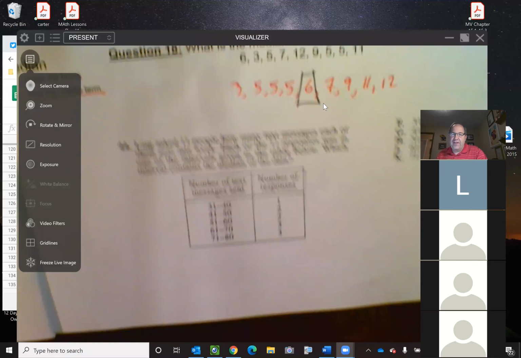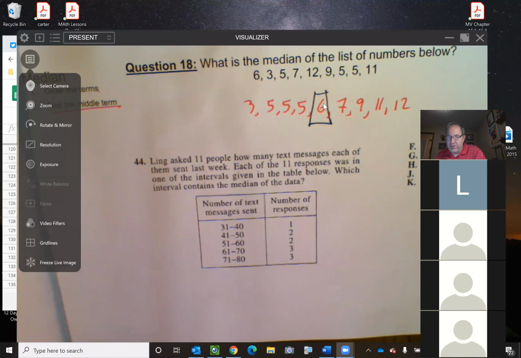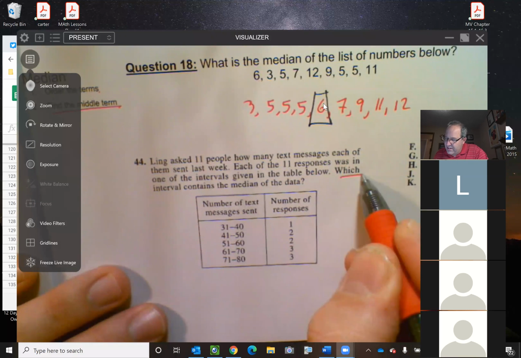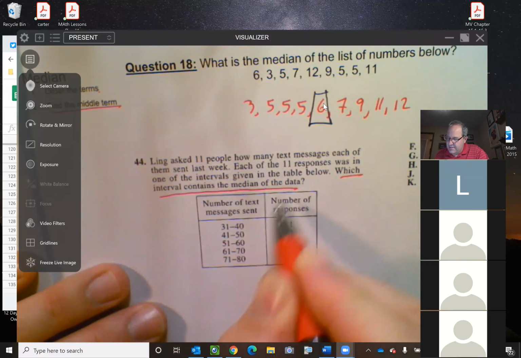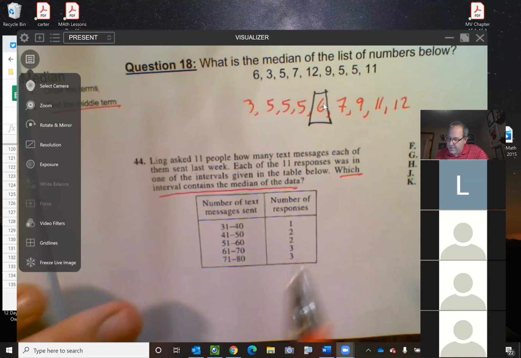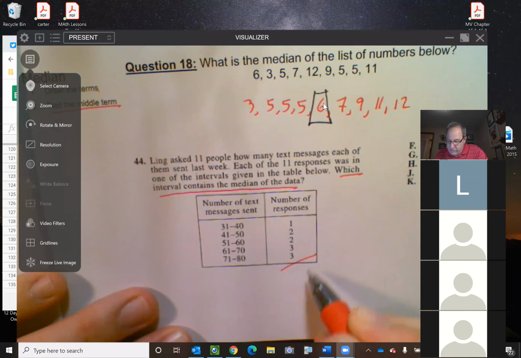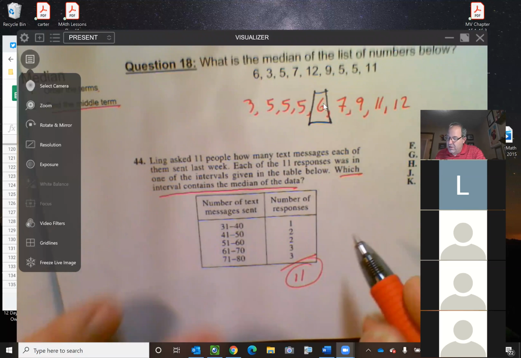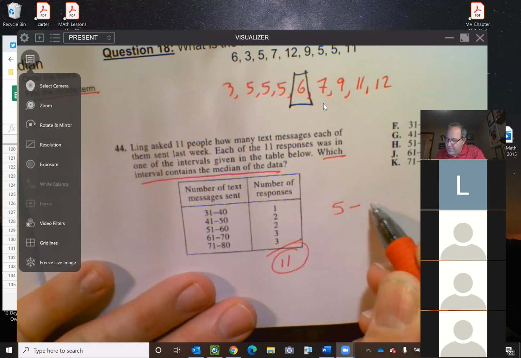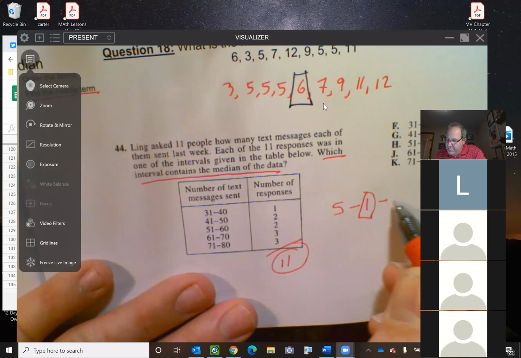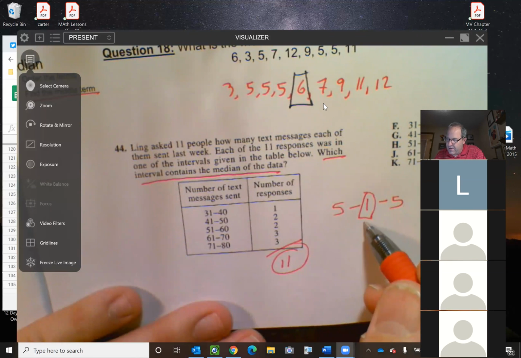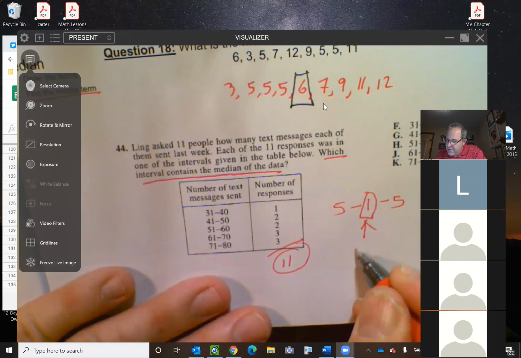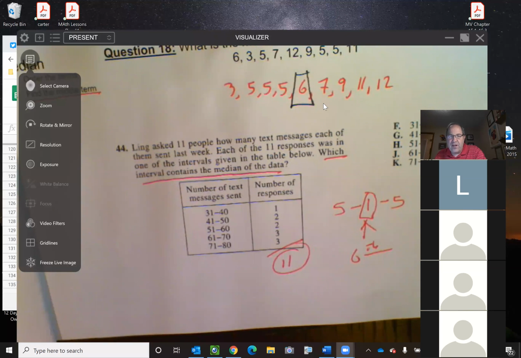Well, here's how ACT asks it. This is number 44, so it's later in the test. Which interval contains the median? Well, if I add up all these responses, there's a total of 11 responses. So what would be the middle number if I've got 11 numbers? Well, there are 5 numbers, then the middle one, and then 5 more numbers. This would be our median. So the median must be the 6th number in the list.